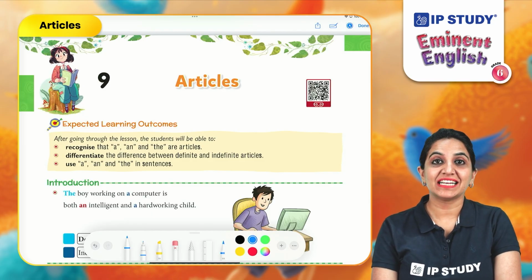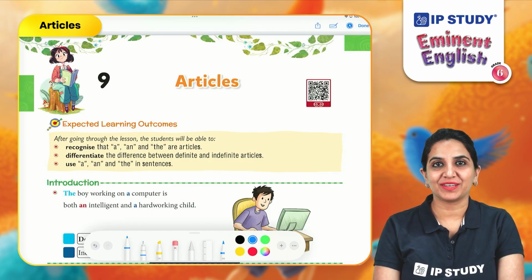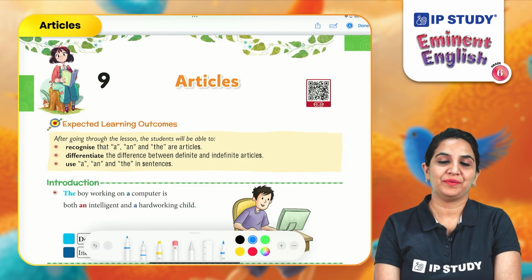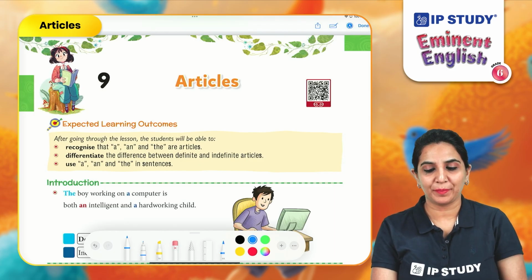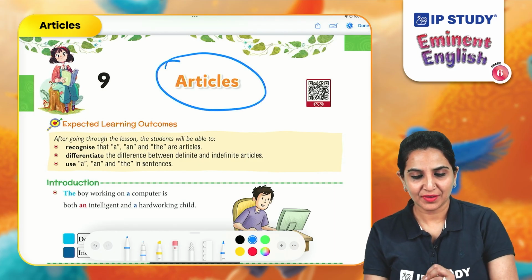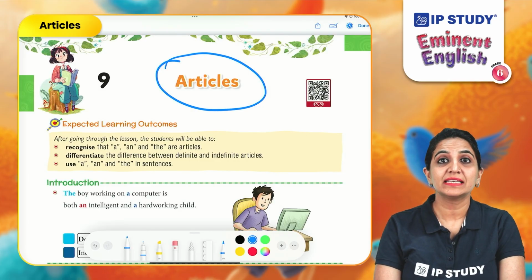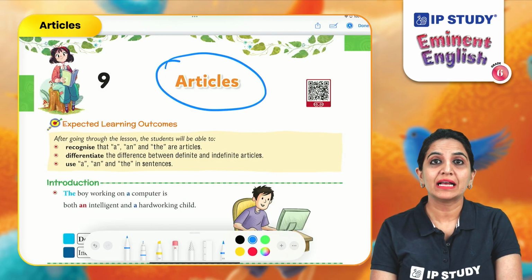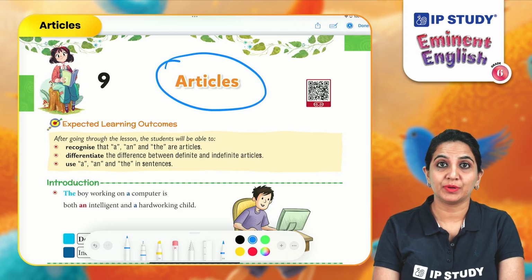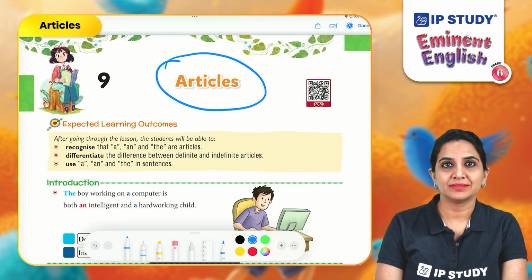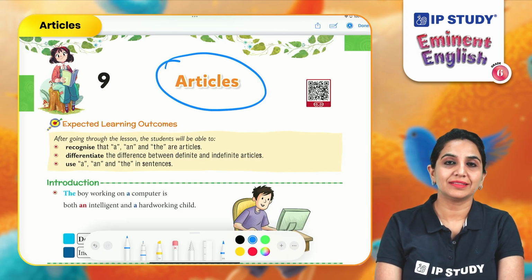Today we will discuss the 9th chapter of Grade 6 English Grammar and we will explore the topic articles. What are articles? Articles are those words which we use before nouns. For example, article a, an or the.